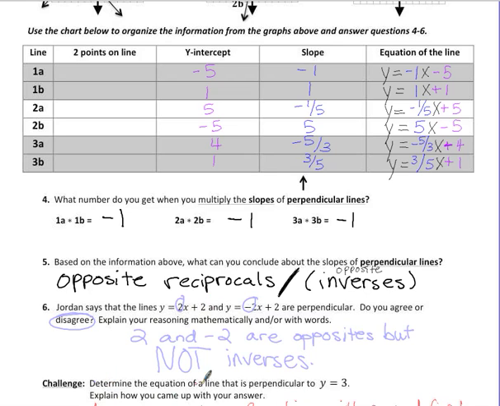And then for the last one, determine the equation of a line that is perpendicular to y equals 3. What we have to remember is y equals 3 is a horizontal line with a slope of 0. If you think about it, we always want to make sense of what questions are asking us. A perpendicular line would look like this, right? Think about your x and y axes. So it should go up and down.